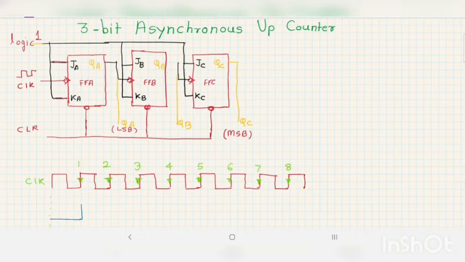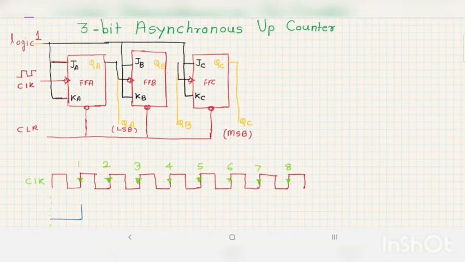Therefore, this JK flip-flop acts as a toggle when we are applying negative clock signal or negative clock edge of each clock pulse.